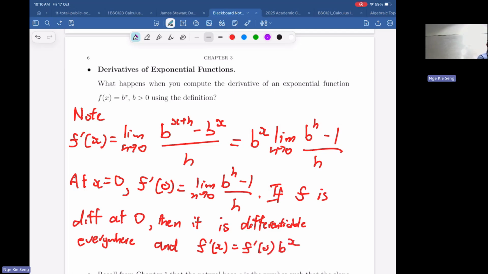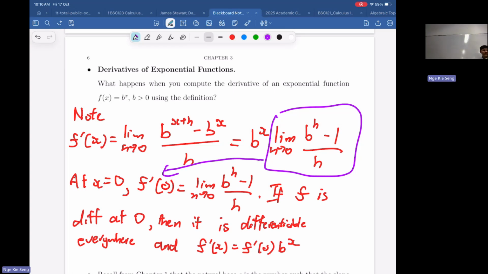If we know that, then f prime x is just f prime 0 times b to the x. So we replace this part by the derivative of f at 0. If we know what happens at 0, then we will know what happens at every place, just by multiplying by b to the x. It's kind of amazing here.